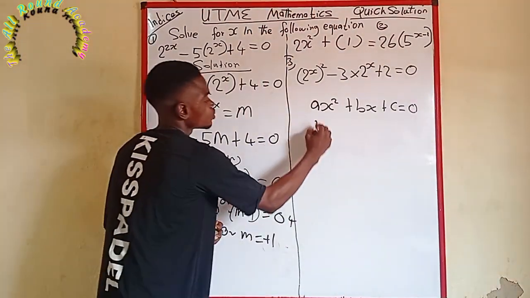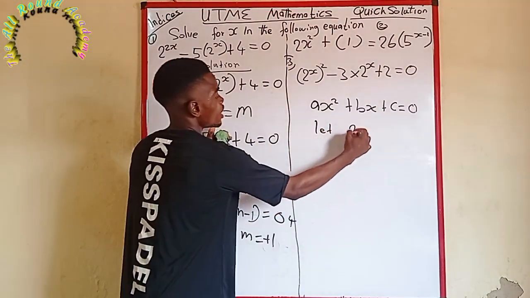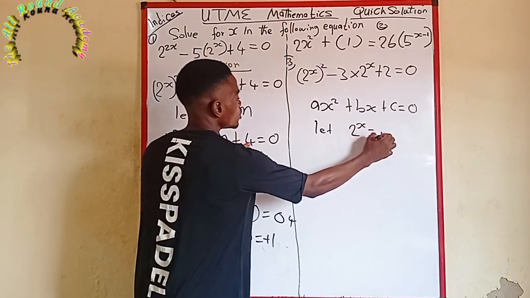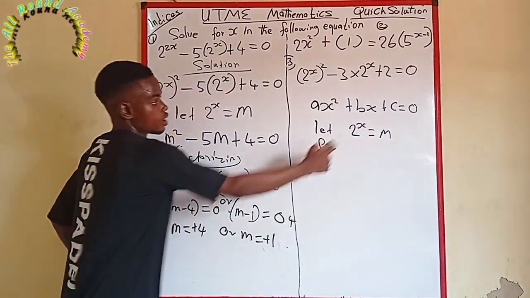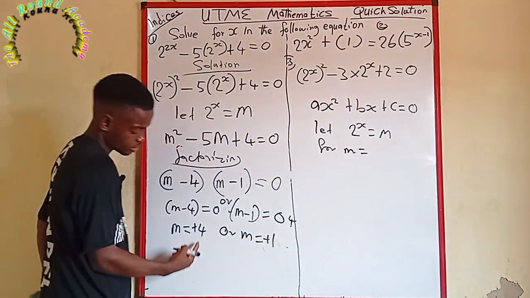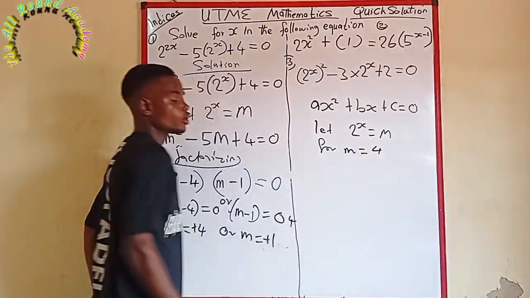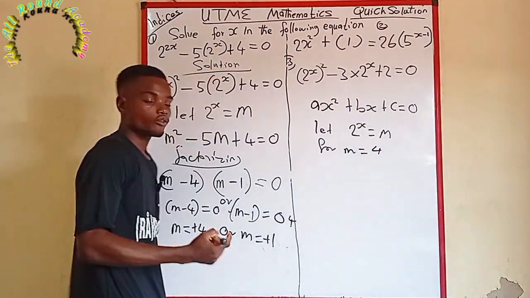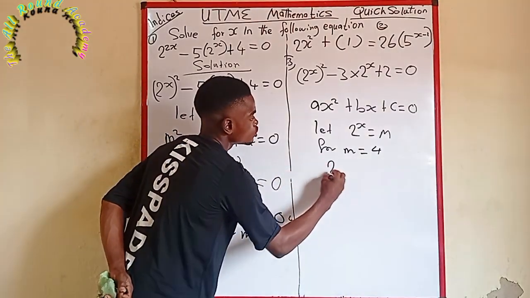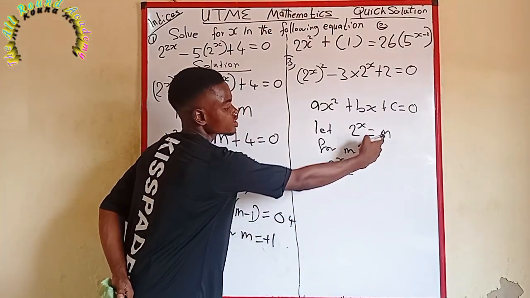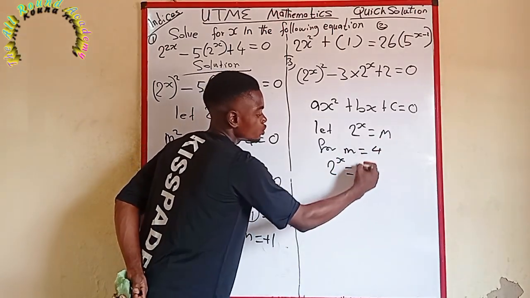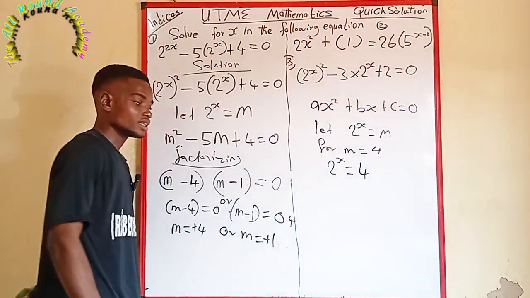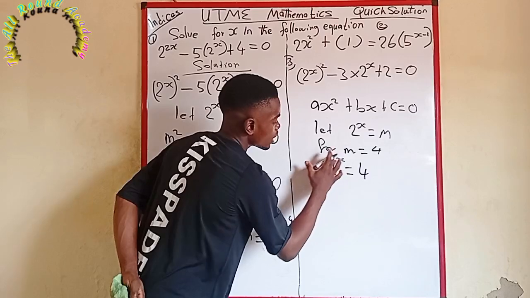All right, so let's do that. Remember, we say that let 2 to the power s equals m. Now we are going to say for m equals 4, what is going to be the value of s? 2 to the power s equals, instead of m, we are saying for m equals 4, we now replace m with 4.